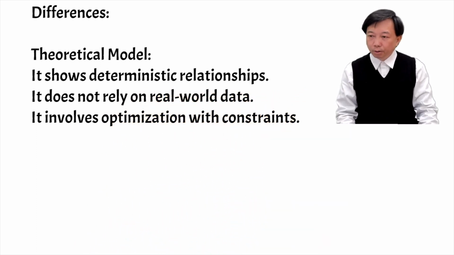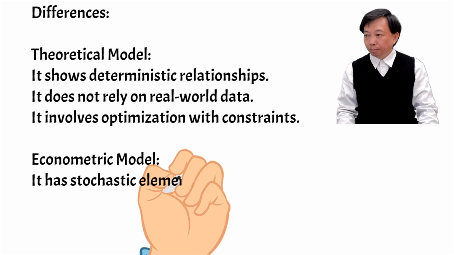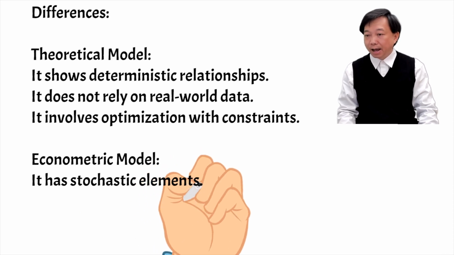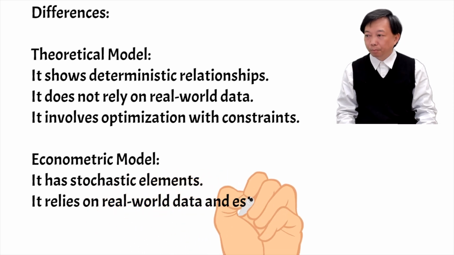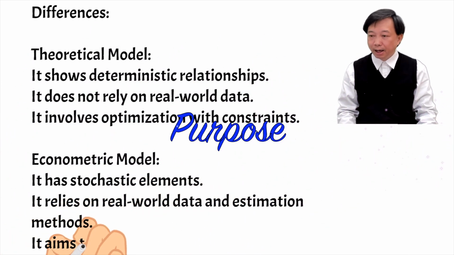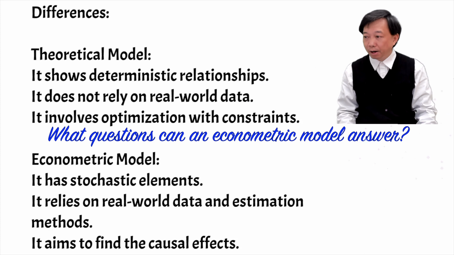By contrast, the econometric model contains a random error term. The error term epsilon is a stochastic element. Introducing stochastic elements changes an exact statement into a probabilistic description of the variables. The econometric model relies on real-life data and estimation methods. The purpose of constructing an econometric model is to find the causal effects of the explanatory variable we are interested in on the outcome variable.